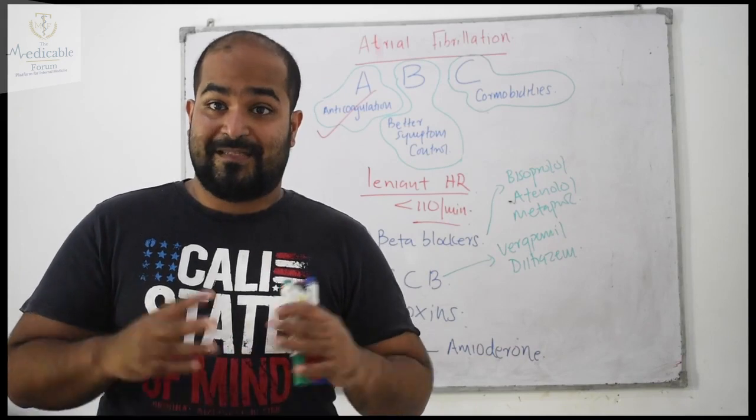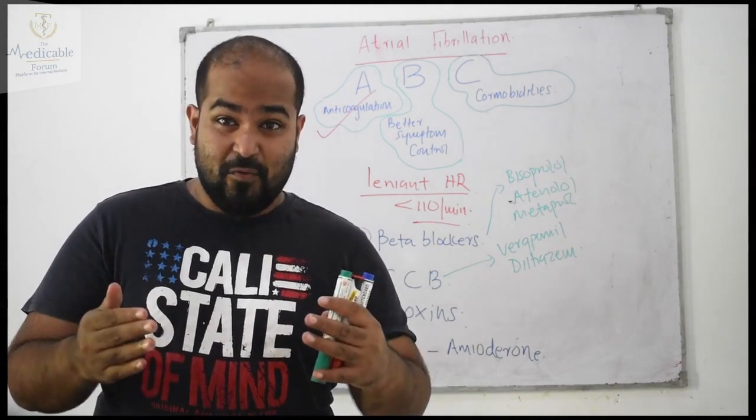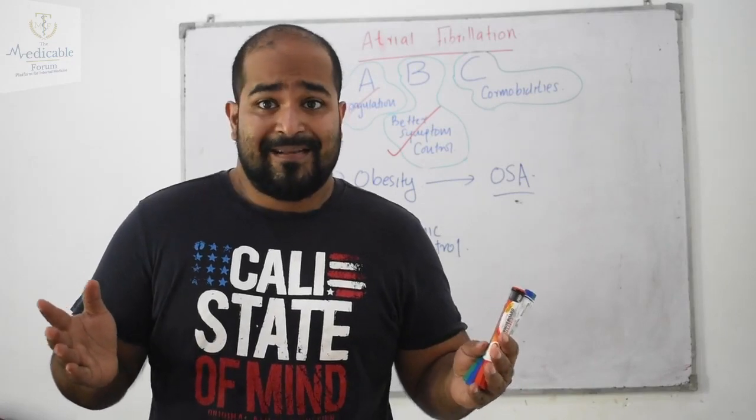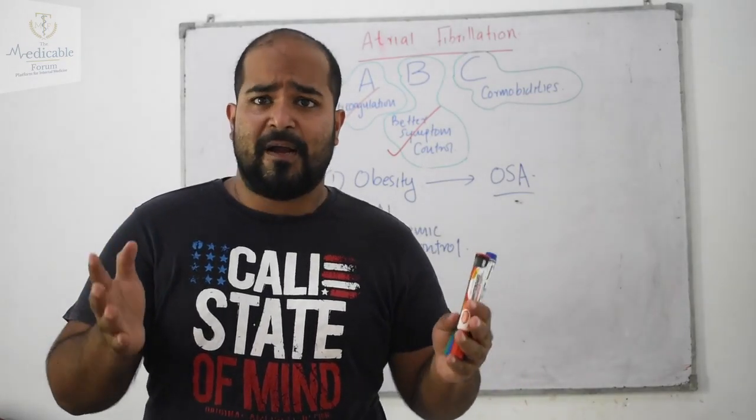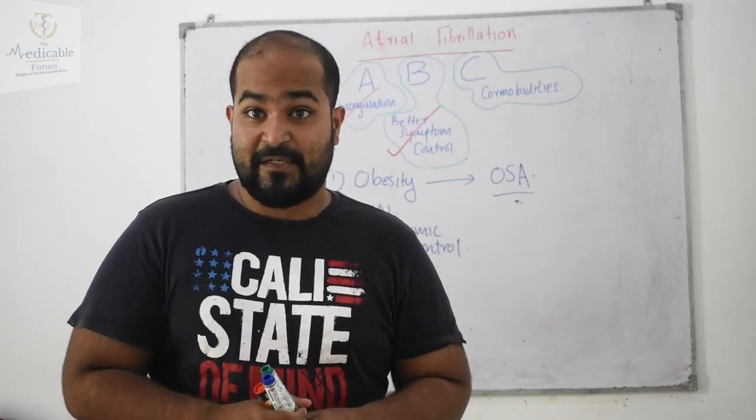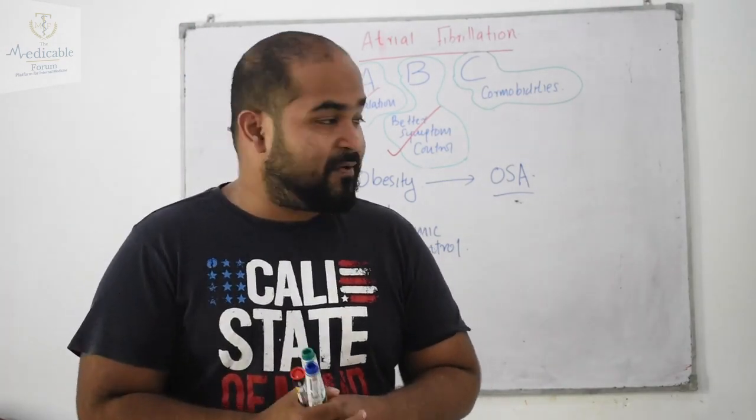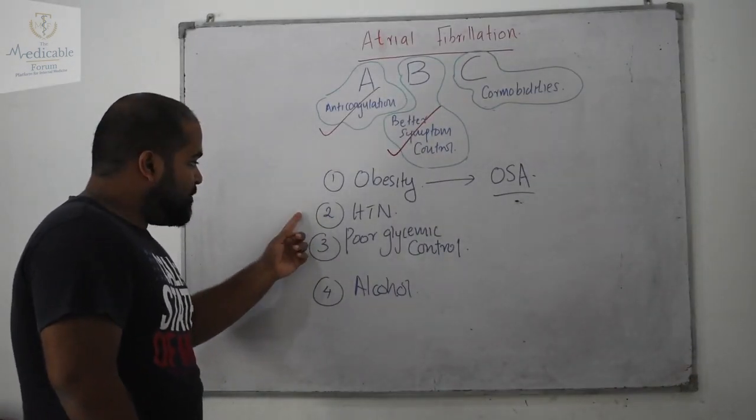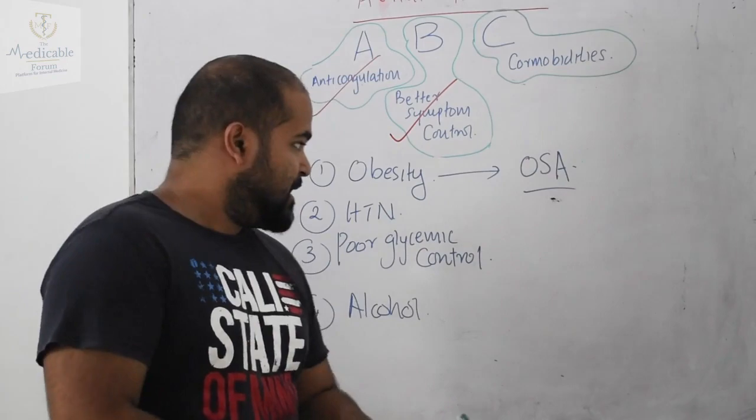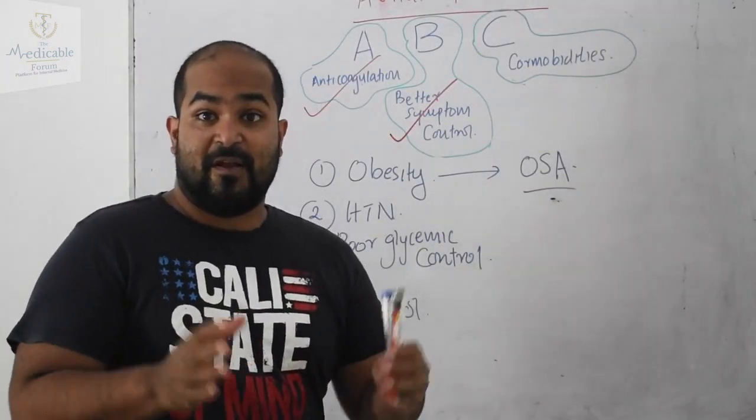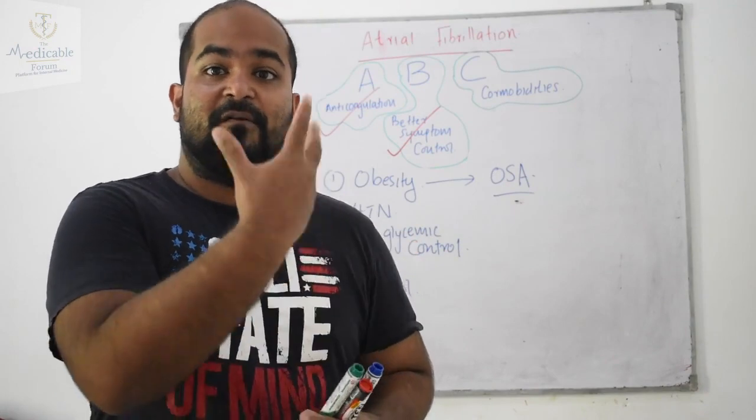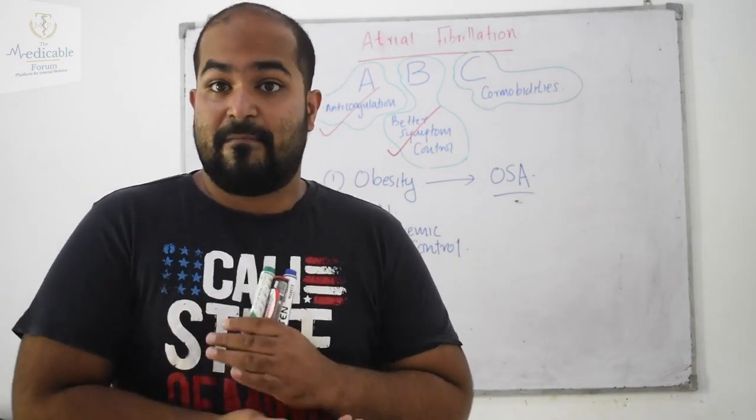Now let's move on to C, which is about comorbidities. What I mean by comorbidities is cardiovascular risk factors and related comorbidities that make the patient more prone to having atrial fibrillation. So it's important that we target them and control them as well. Look at this: obesity, hypertension, poor glycemic control, alcohol consumption. Obesity-related complications like obstructive sleep apnea, we need to make sure we look at them and control them. By controlling them, we reduce the risk that the patient is going to have further episodes of atrial fibrillation, if at all we revert them back into sinus rhythm.